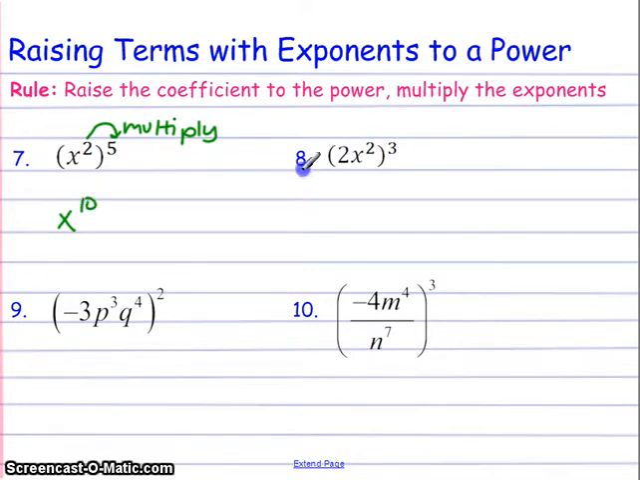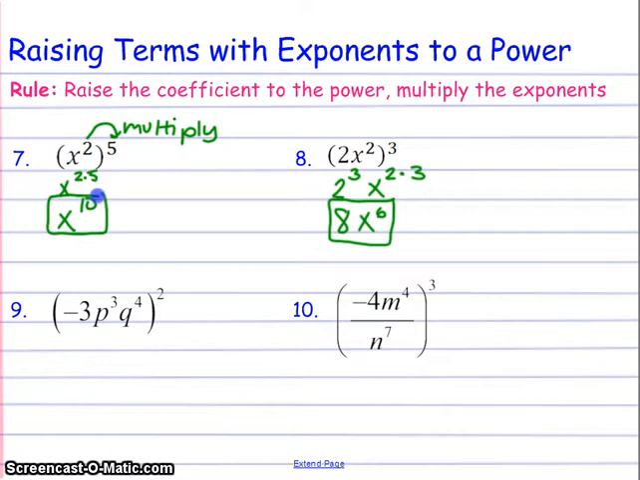In number 8, what we're going to do is raise the coefficient to the power. So that means do 2 to the 3rd. But then we're multiplying the exponents. So that means we're doing x to the 2 times 3. So 2 to the 3rd is 8. X to the 2 times 3 is x to the 6th. And that would be our final answer there. Here, what we did was just x to the 2 times 5 because we only had the exponents to multiply.